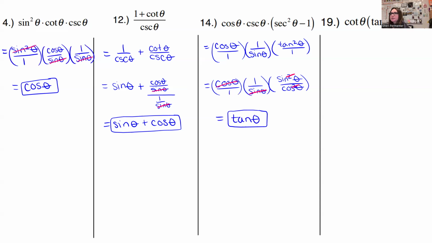Next question is number 19. Number 19 is one where we're going to distribute. So I'm going to show you that skill. We're going to distribute. So just like in algebra, when you got something outside, we can distribute into both pieces. So I have cotangent times tangent, plus, what would cotangent times cotangent be? Cotangent squared, very good.